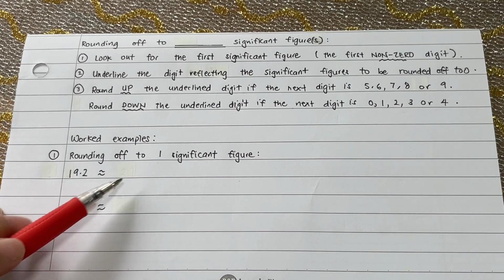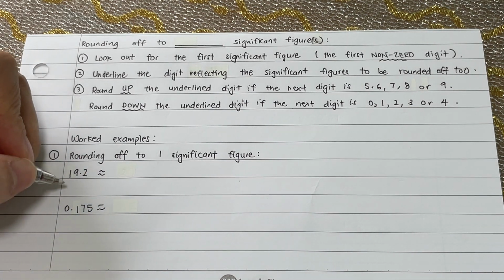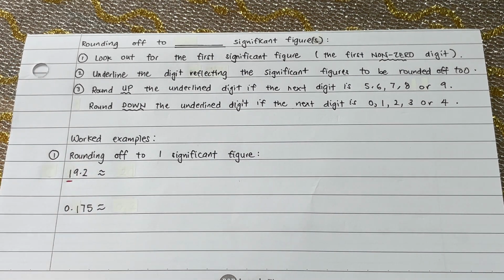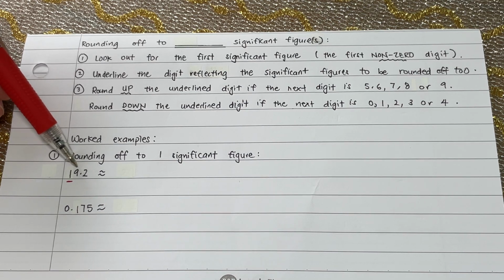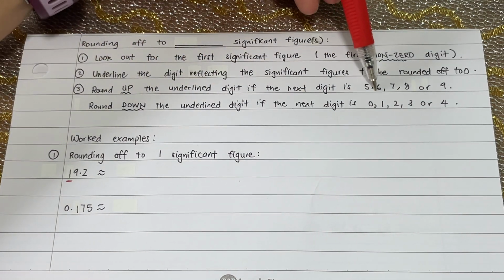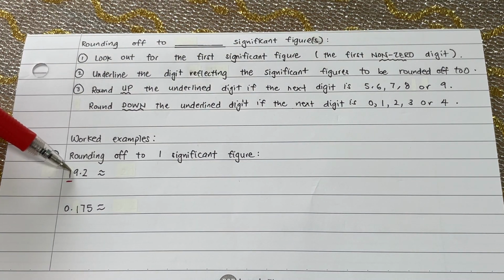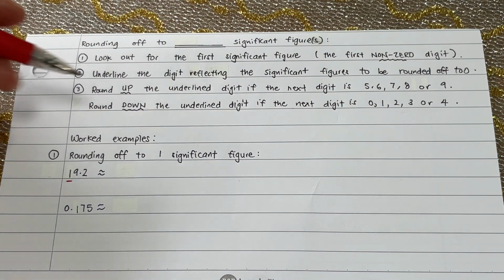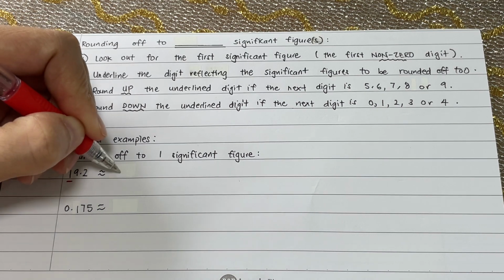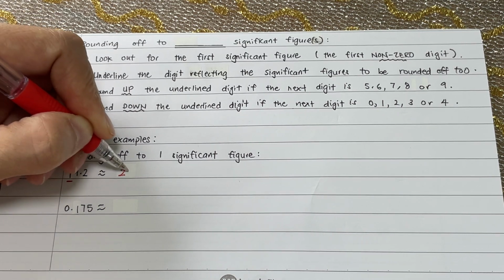The question wants us to round to one significant figure. So one significant figure means we underline the first significant figure. Next, we ask ourselves, do we round it up or round it down? And it will depend on the digit next to it, which is 9. 9 belongs to the group that says we round it up. Okay, so when we round up a number, the underlined one, we add 1 to it. So instead of 19.2, the closest would be then 20.